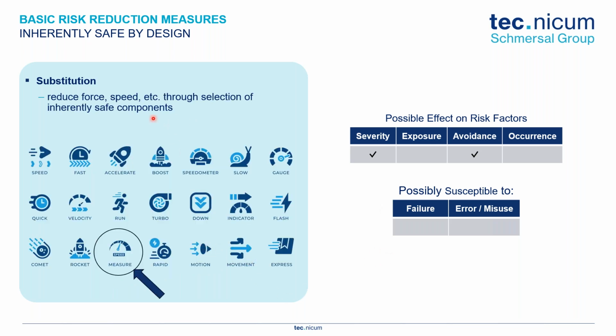Last one is substitution. Here we have reduced force and speeds, etc., through selection of inherently safe components. If we're able to use safe components, the factors that we may be able to affect will be severity and avoidance. If we're using inherently safe components designed to fail to safe, designed properly, inspected for the process or machine, according to ANSI B11.0, we're not prone to failures with the system or misuse because it's inherently safe by design.